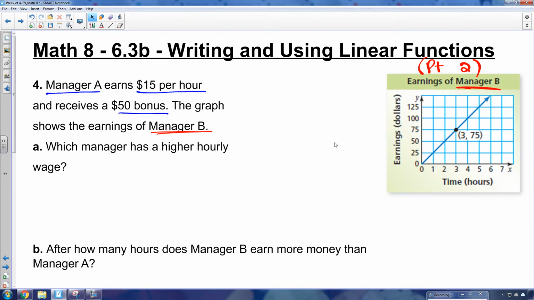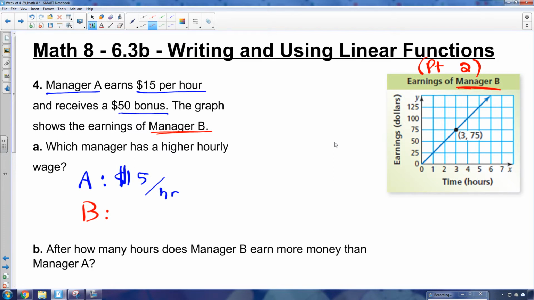So let's look, that's called the stem of the problem. Anything that comes before the questions, the information at the beginning, is called the stem of the problem. So I've color-coded the stem of the problem, and it asks which manager has a higher hourly wage. So we know that manager A has a wage of $15 per hour. So we just really need to see what manager B's wage is. So how much is he making in an hour?